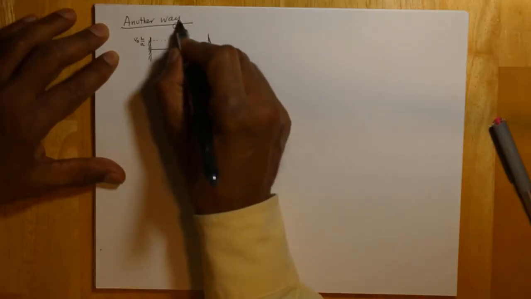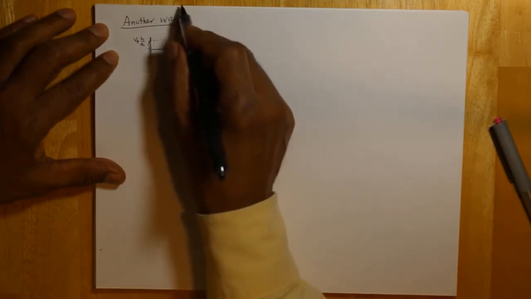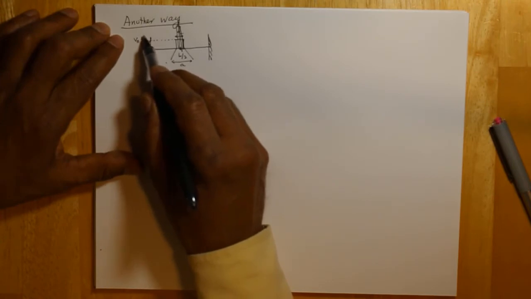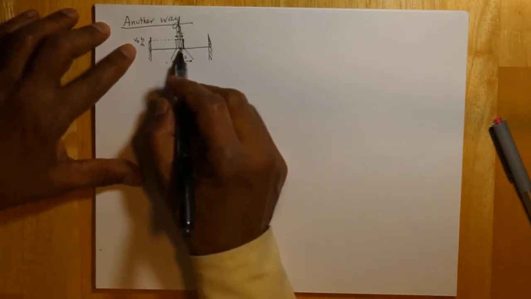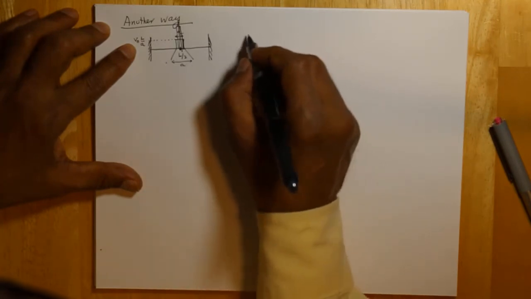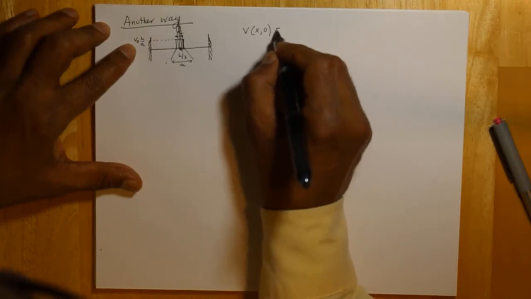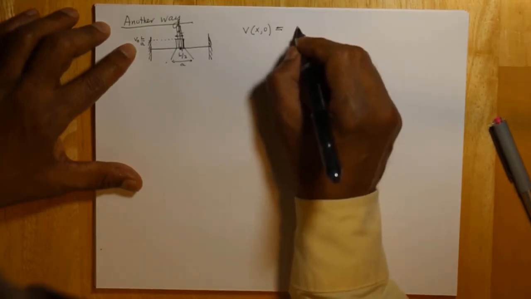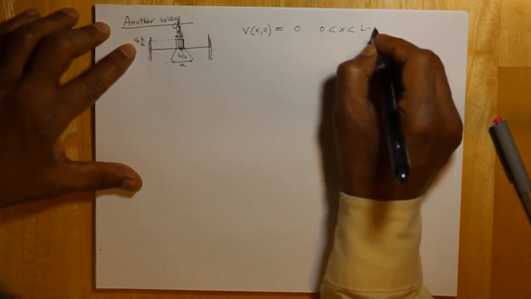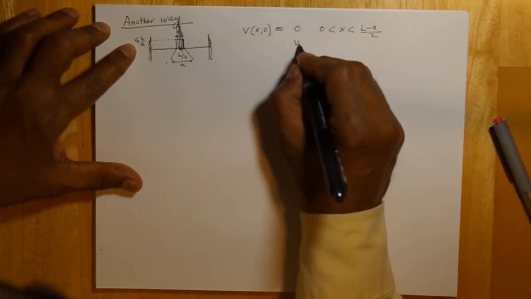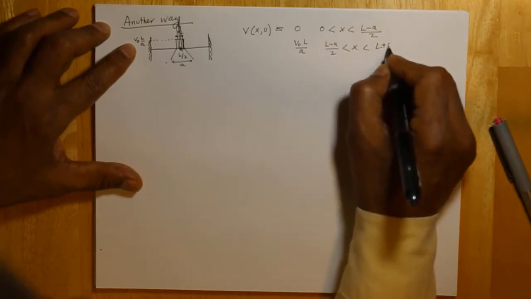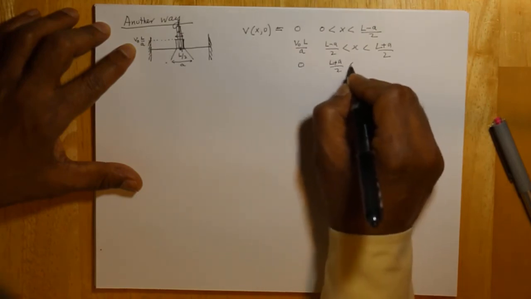When I shrink it further, it gets bigger. Eventually, at this point, the magnitude is going to be infinitely high. So another way to handle this is an impulse at this point. Our function looks like this. Our v of x0 is now very simple: it's 0 between 0 and l minus a over 2, v0 l over a between l minus a over 2 and l plus a over 2, and 0 between l plus a over 2 and l.